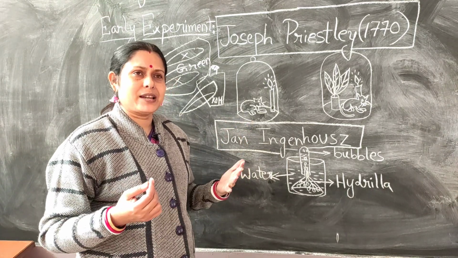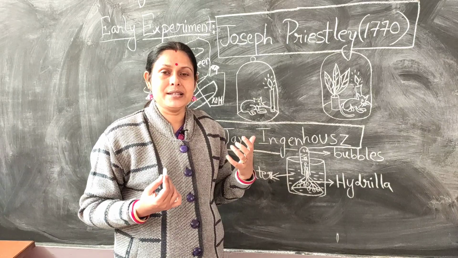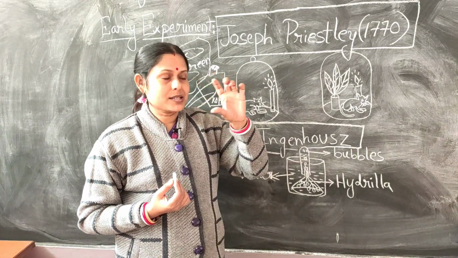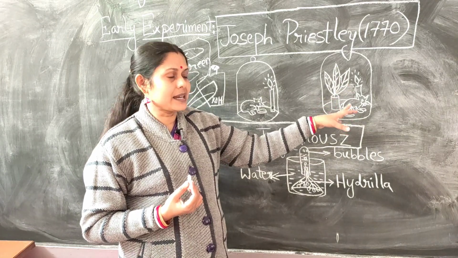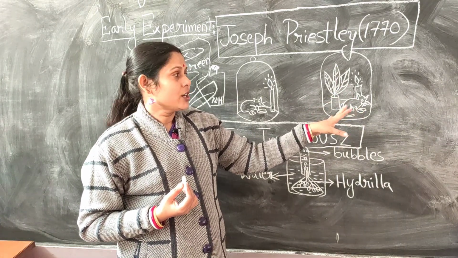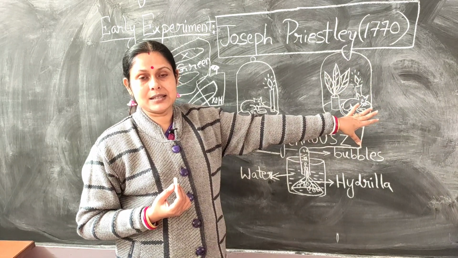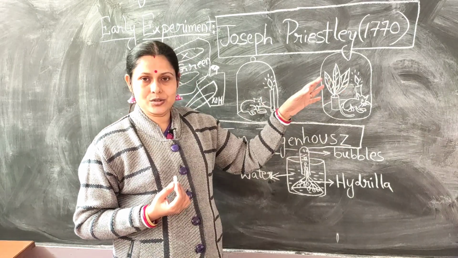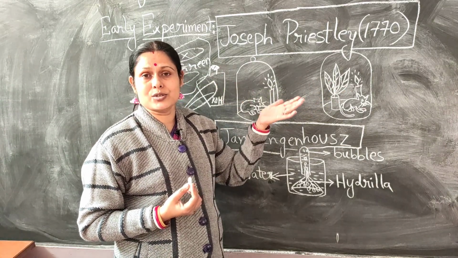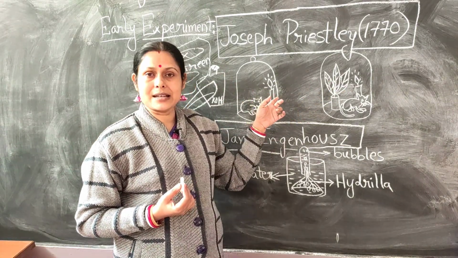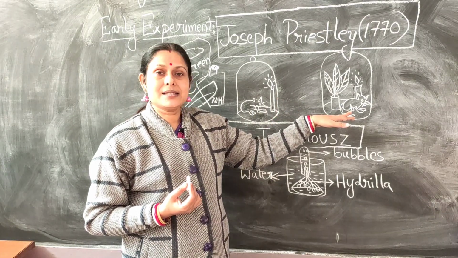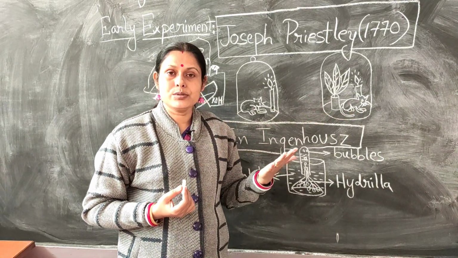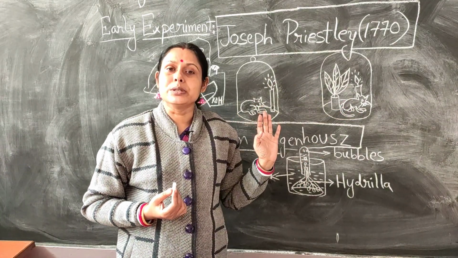Now he got an idea in his mind: let us see what happens if I keep a small potted green plant, a burning candle, and the rat inside the bell jar. When he kept all three things inside this bell jar, he noticed that the candle did not extinguish, the plant remained healthy, the rat was surviving, and the candle was also burning.